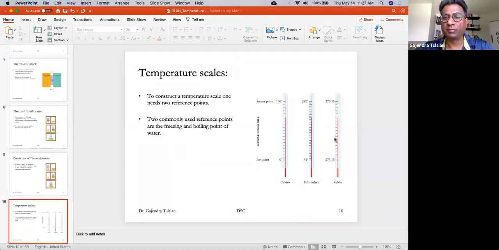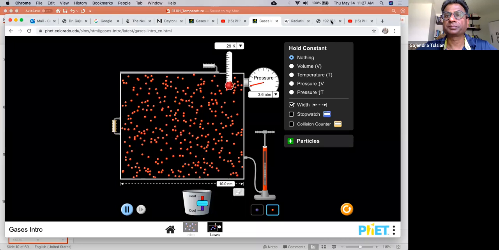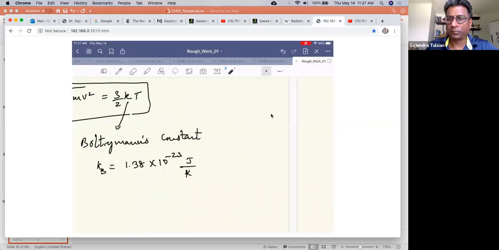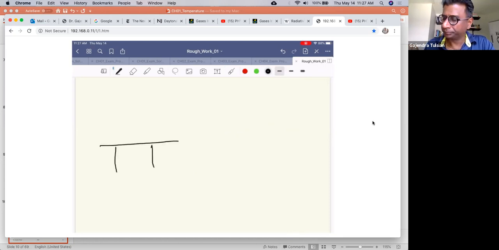Okay, so we've defined temperature. Temperature is a measure of average kinetic energy per particle. Let me go to the whiteboard for a second. Here's an interesting fact. Let's say here's the table in your room, and here's the air in your room.